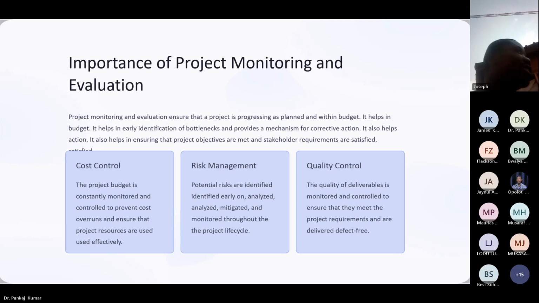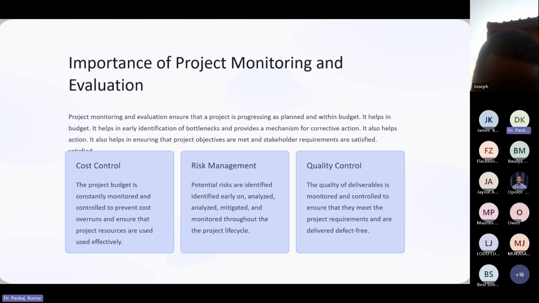So project monitoring enables systematic tracking of project progress against its predefined goals, milestones, and timelines. It allows project managers to identify whether the project is advancing as planned or if there are any deviations from the intended path. Also, one of the significant advantages of project monitoring is its ability to identify bottlenecks.